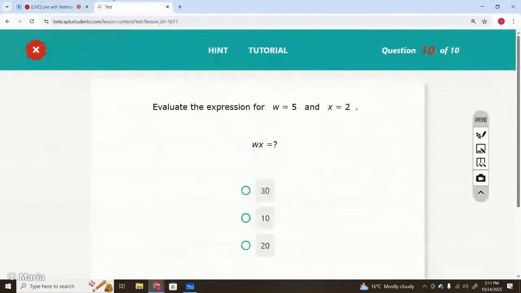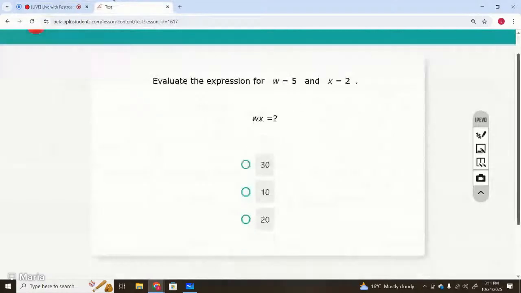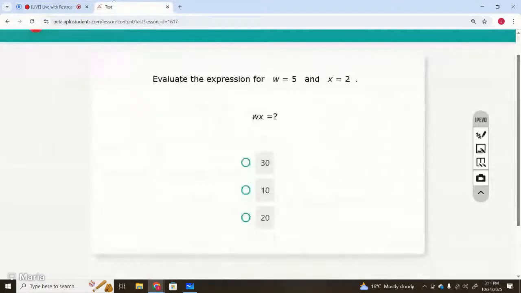Okay, that's the last lesson question. Evaluate the expression for w equals 5 and x equals 2. So you do 5 times 2. That is 5 times 2 is 10. Option number 2 is the correct option.